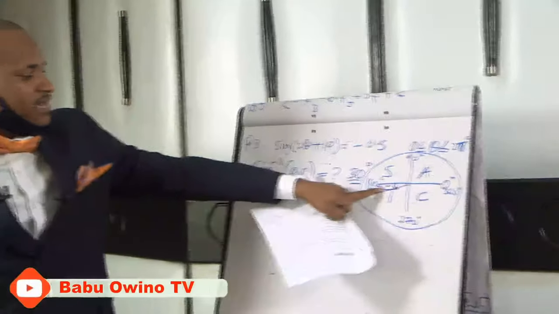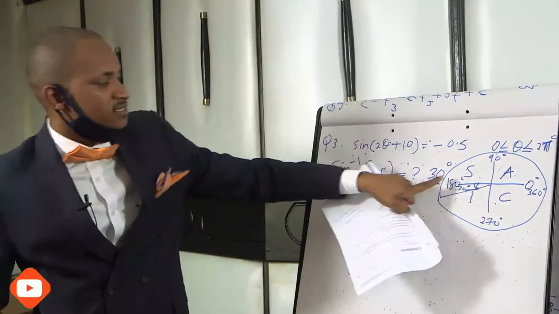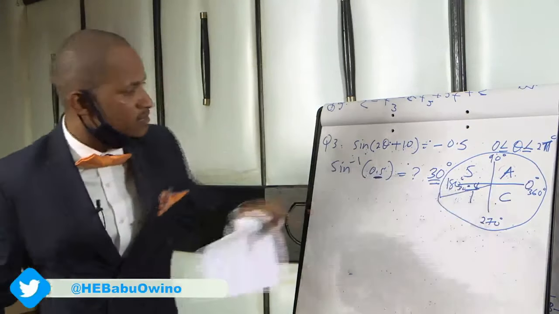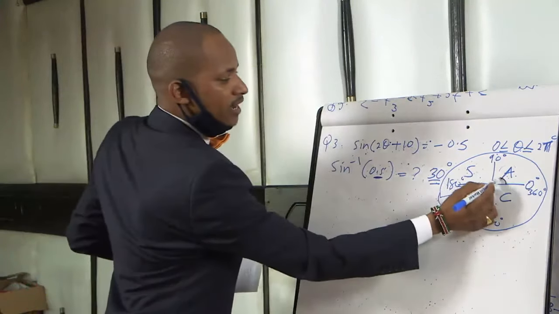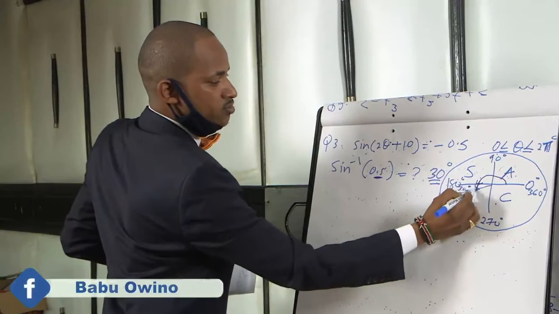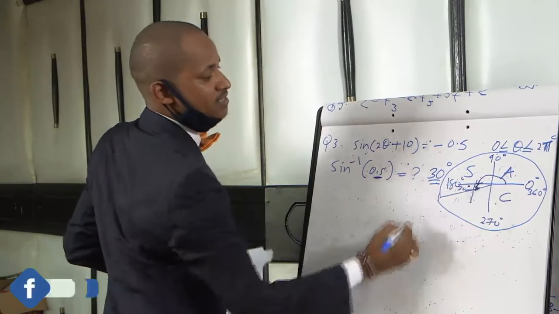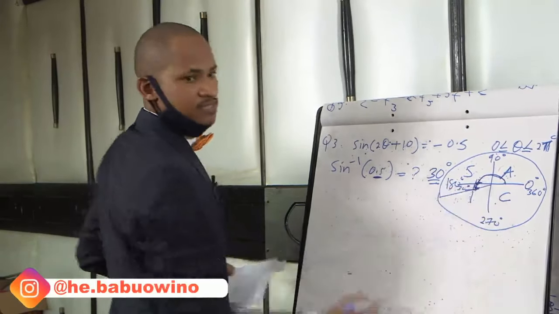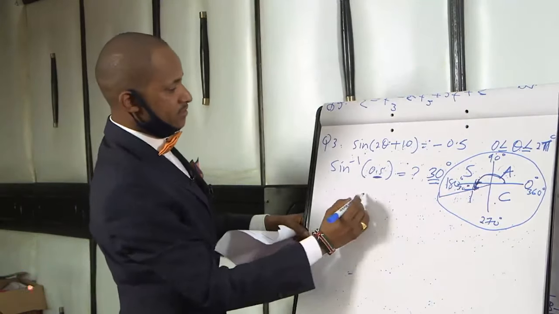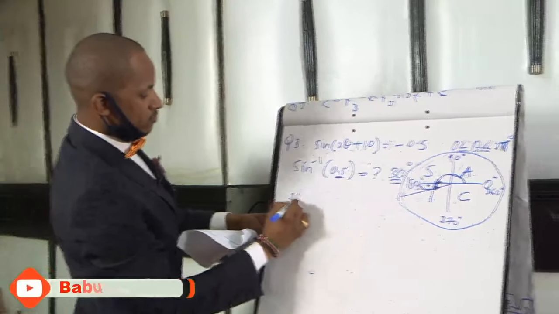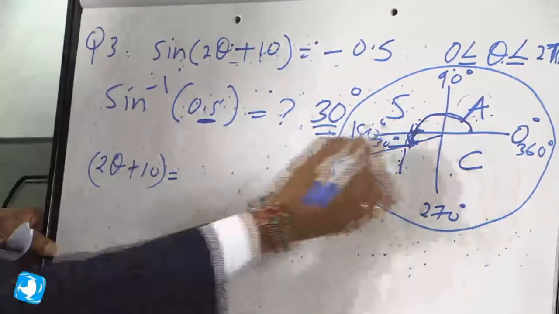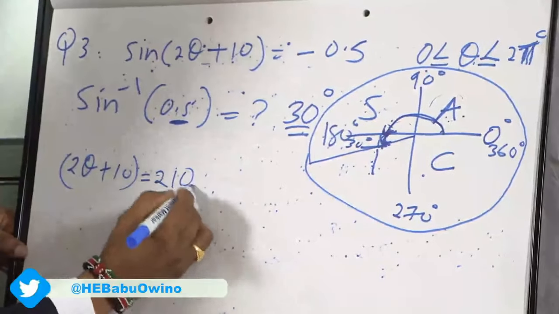So if our angle is lying here 30 degrees, we cannot write it as 30 degrees because 30 degrees is only positive in the first quadrant. Therefore, in the third quadrant, we will make a half a rotation to reach where that 30 is, half plus 30 degrees. So when you make a half a rotation, that is 180 degrees plus 30, you get 210 degrees. Therefore, 2 theta plus 10, our first angle is 180 plus 30, which is 210.